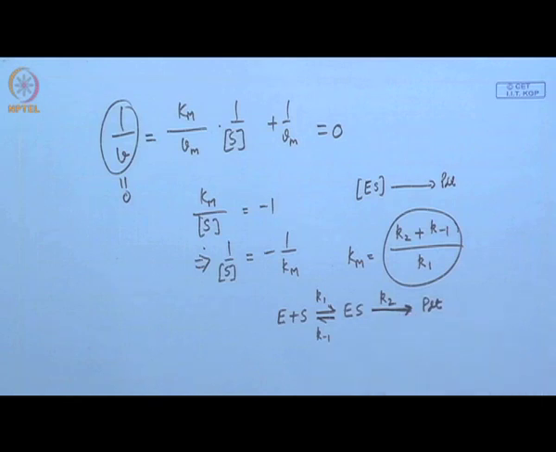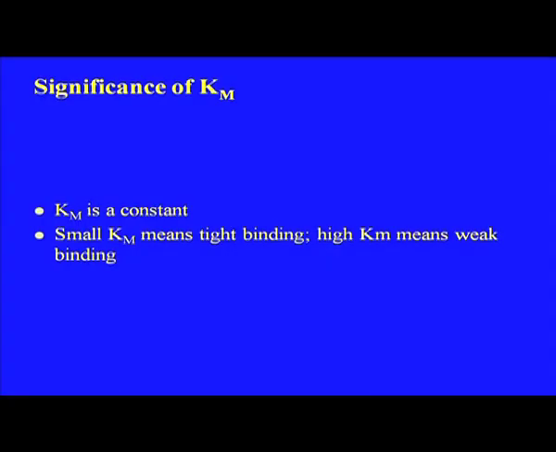So, it is a tight binding condition, and therefore, when it is tightly bound, slowly it will dissociate to give you the required product. So, that is why it is a tight binding situation. And when Km is high, it means weak binding.